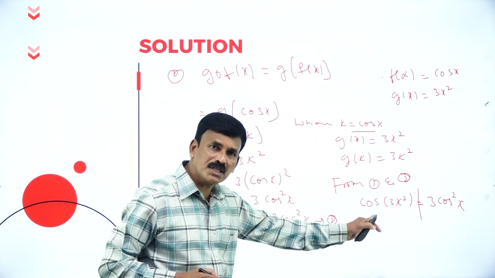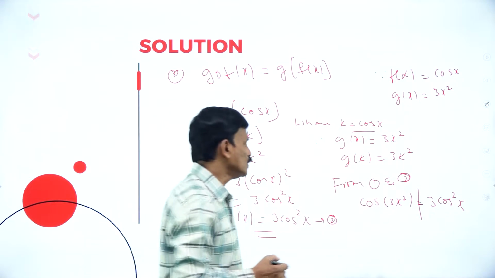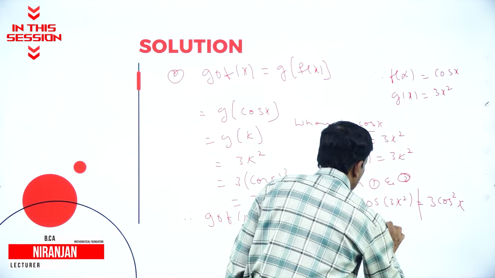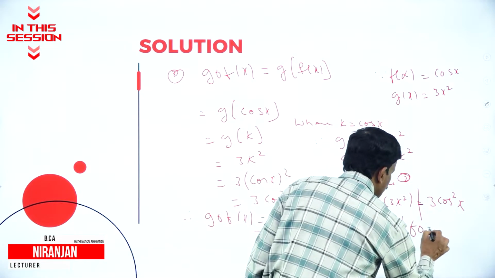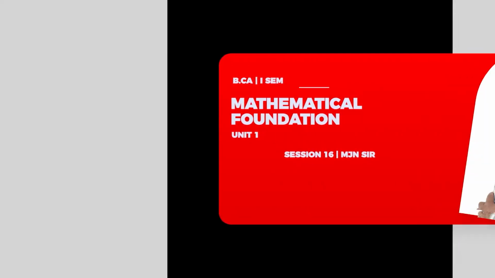Cos of 3 times x square. Another one is 3 times cos square x. They are not equal. So what do you say? Therefore, g naught f is not equal to f naught g. Composition of GOF and FOG are not equal in this case.